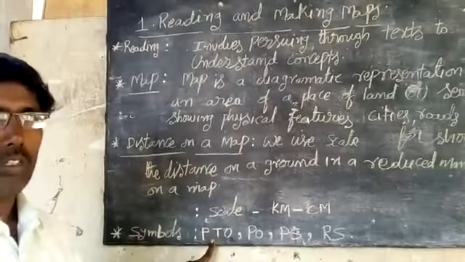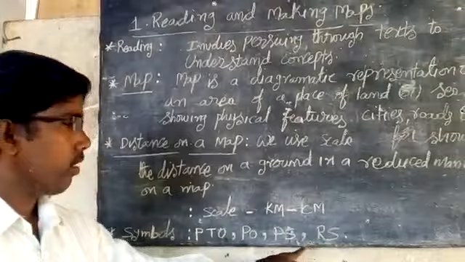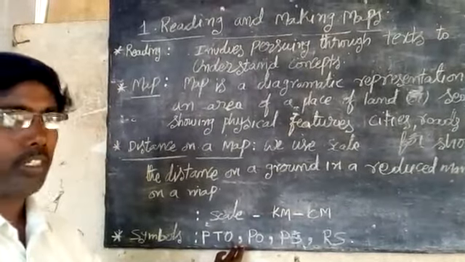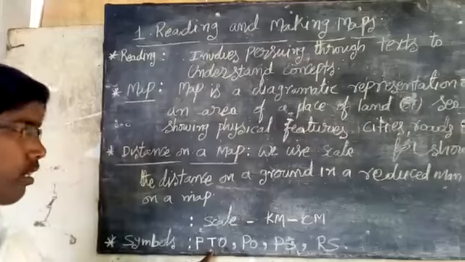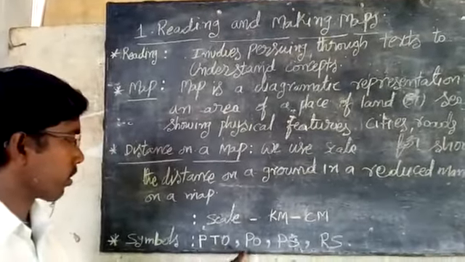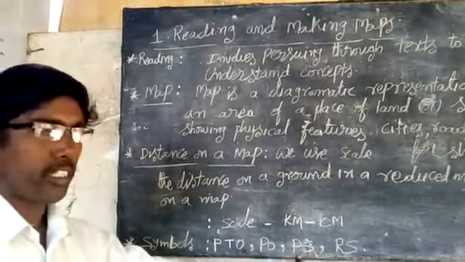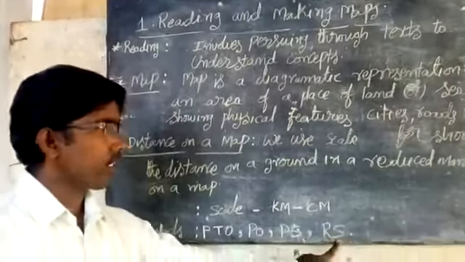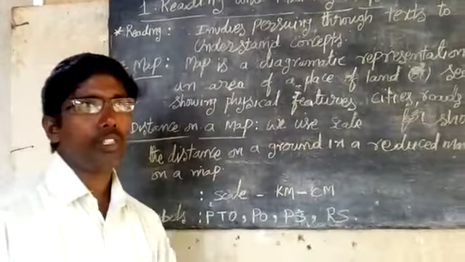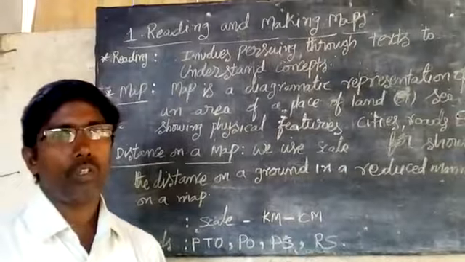PTO, PO, PS, RS. These are the letters to indicate particular places. PTO indicates Post and Telegraph Office. PO indicates Post Office. PS indicates Police Station. RS indicates Railway Station.